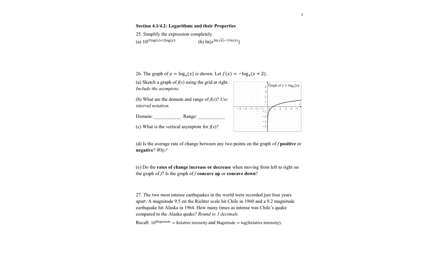All right, so for number 25, part A, we have to simplify this expression of 10 to the 3 log x plus 2 log of y. All right, so first, whenever there are exponents that are being added and they have the same base, we can just split them up and say this 10 to the 3 log of x is being multiplied by 10 to the 2 log of y, right?